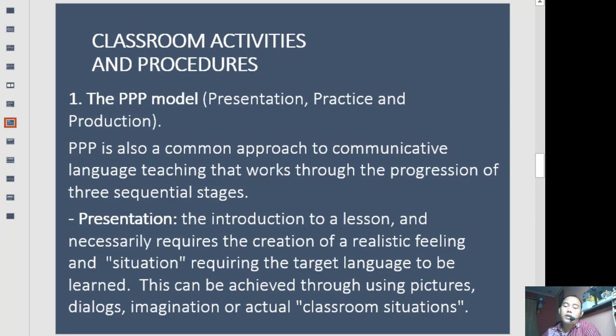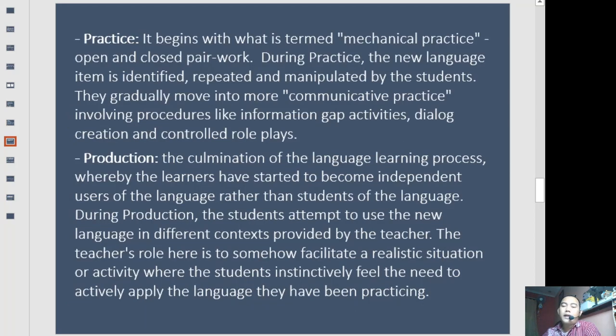During presentation, new language is presented, perhaps as a grammatical pattern or more frequently within some familiar situation. The practice usually begins with what is termed mechanical practice, open and closed pair work. During practice, the new language item is identified, repeated, and manipulated by the students. Unless the teacher is using pair work or language laboratory, the teacher also dominates this phase of the lesson, occupying more than 50% of the talking in class.